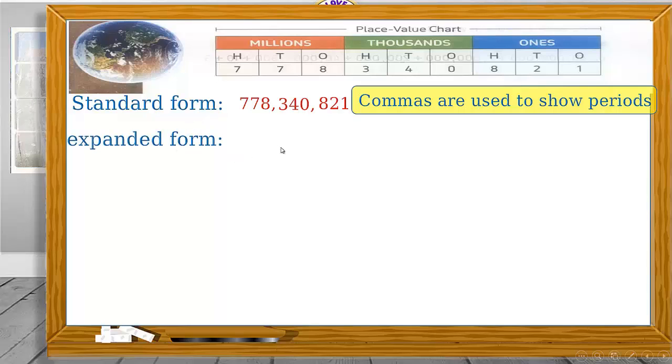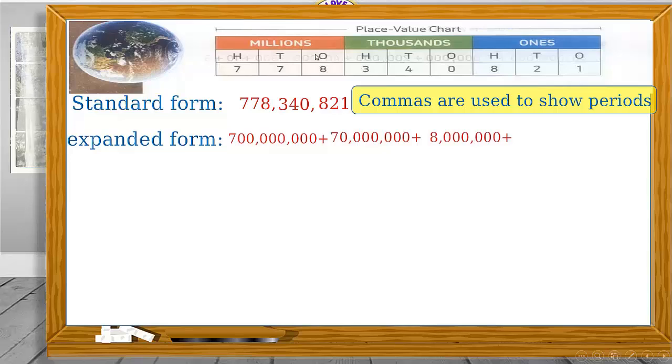To write the number in expanded form, you should see the periods. You should see the highest place. What do we have here? We have 7. Write 7, and instead of all digits after 7, write zeros. 7 and 8 zeros, plus, next place, 7 in the 10 millions place. Write 7 and 7 zeros, 8 and 6 zeros, plus. We finish the first period.